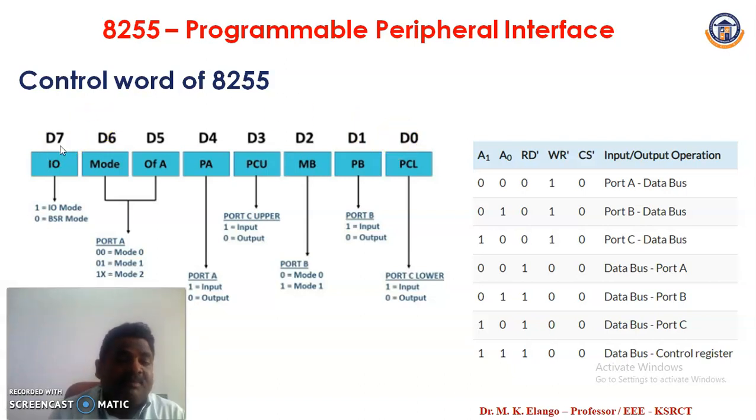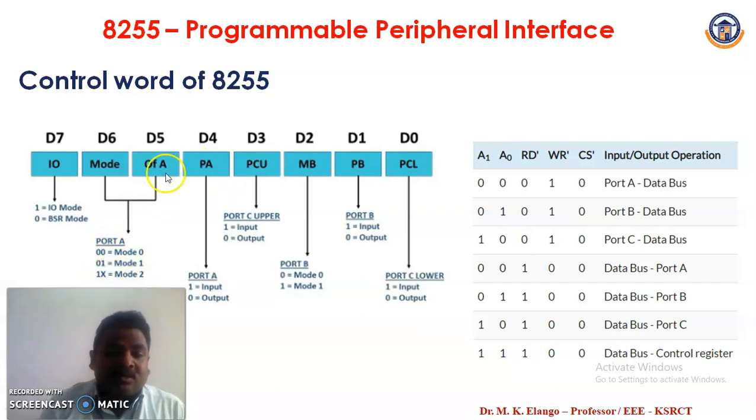Here the D7th bit is used to select I/O mode or BSR mode, that is bit set or reset mode. If the D7th bit is 1, it simply acts as the I/O mode, that is input or output mode. Then D5 and D6 are used for mode selection for group A. Group A has three modes: mode 0, mode 1, mode 2. To select these modes, the D5th and D6th bits are used. 0, 0 means mode 0, 0, 1 means mode 1, and 1 with the D5th bit as don't care means mode 2 is going to be selected.